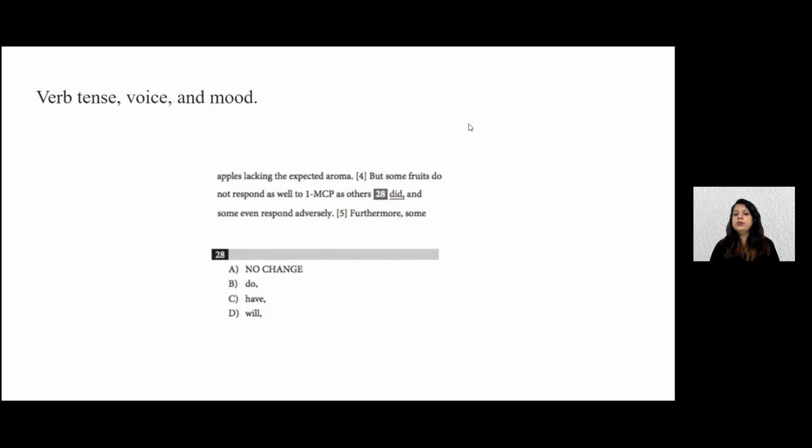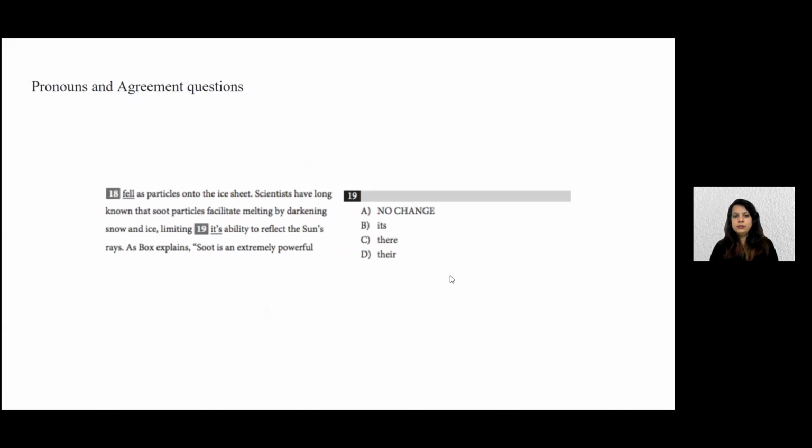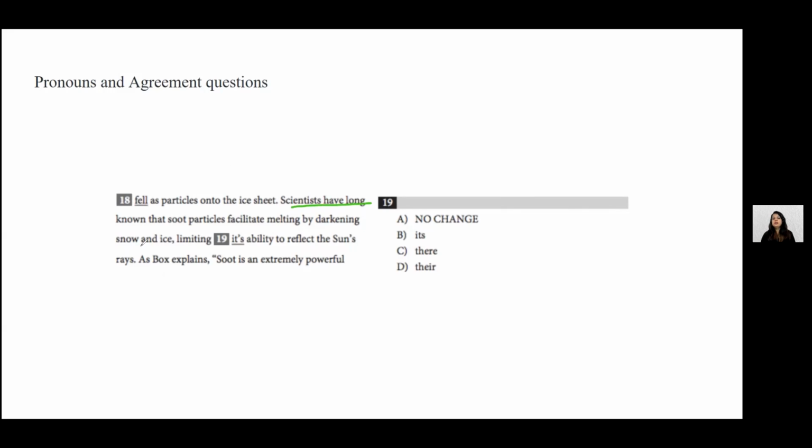What kind of questions would be tested? And these are all SAT questions, right? This is exactly what I call a pronoun agreement question, noun and pronoun that we were talking about. Look at this sentence. I am not even reading the whole thing, I'm just going to that sentence. Scientists have long known that soot particles facilitate melting by darkening snow and ice, limiting blank ability, right? So whose ability? What is this pronoun referring to? This pronoun was referring to soot particles. That was the subject of the sentence. The moment I know this, I know that it has to be a plural option here.